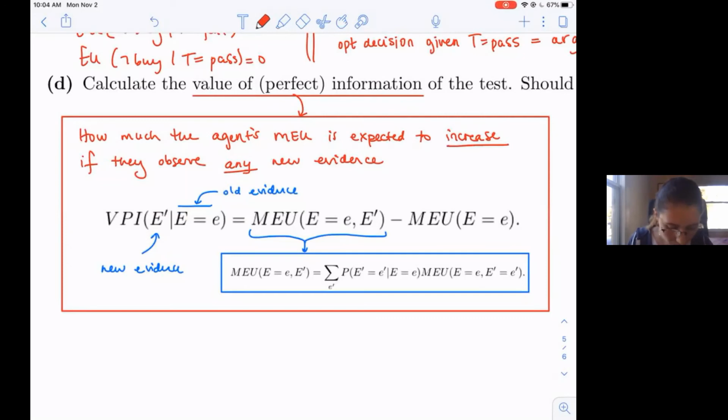here, this E prime is this new evidence that we're observing. And then this E equals little e is our old evidence. And the value of perfect information is going to be computed as the difference of the maximum expected utility from both the new and the old evidence minus just the old evidence.